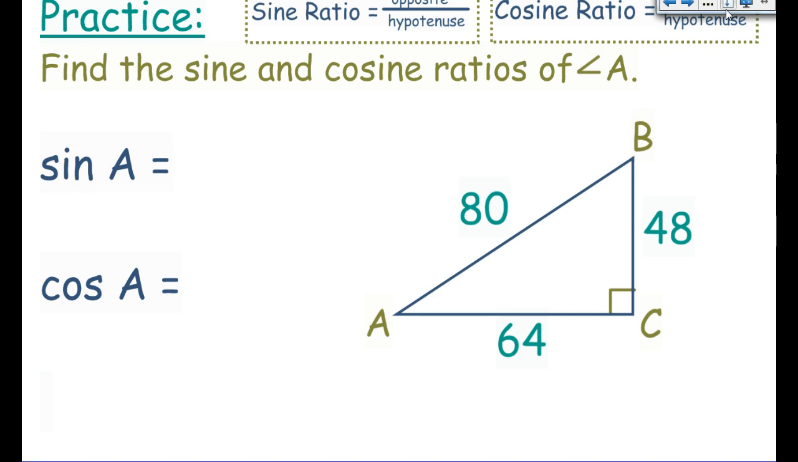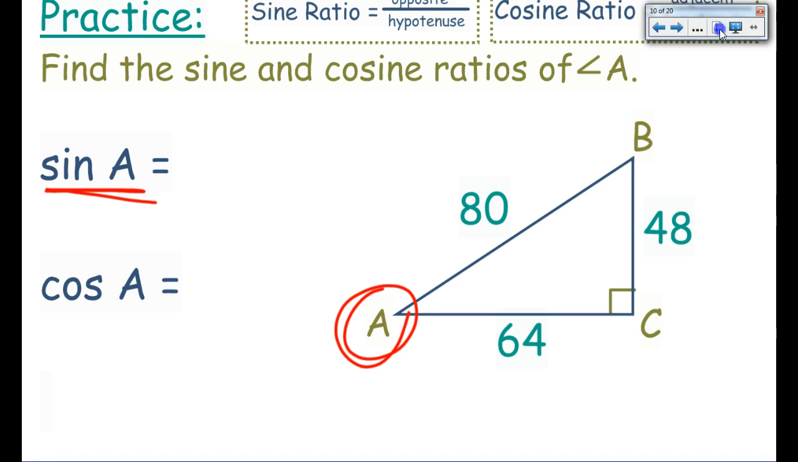Okay, so let's find the cosine and the sine ratios of angle A. So, we circle angle A. If you have notes out, I want you to circle angle A. Circle it. And then we need to look at our ratio.